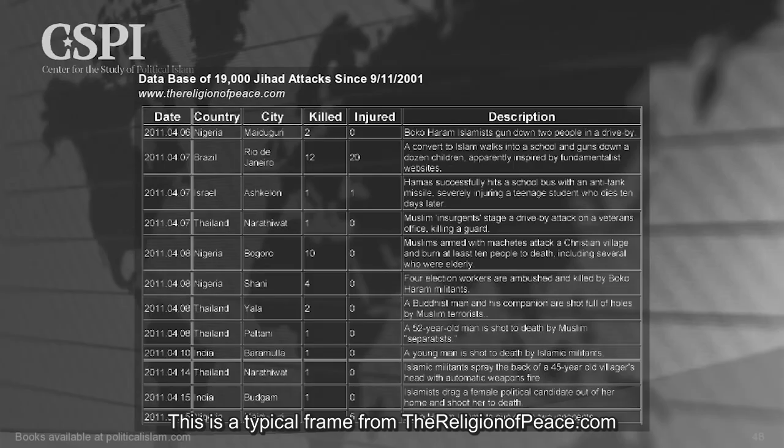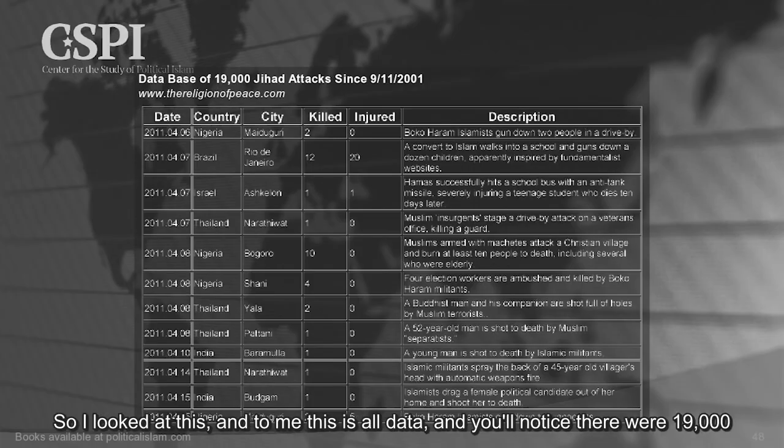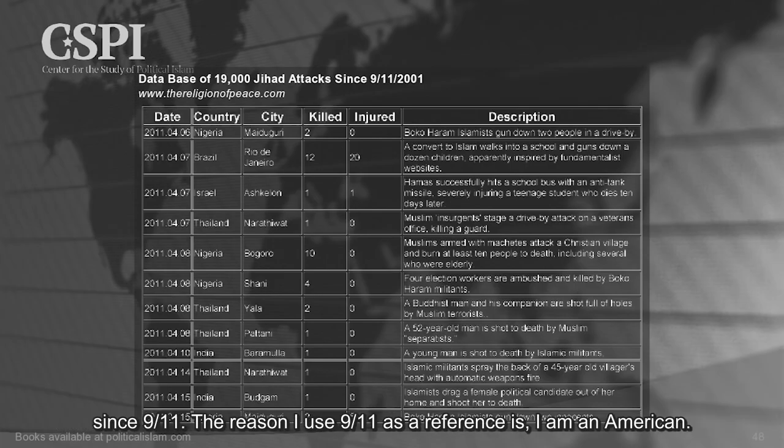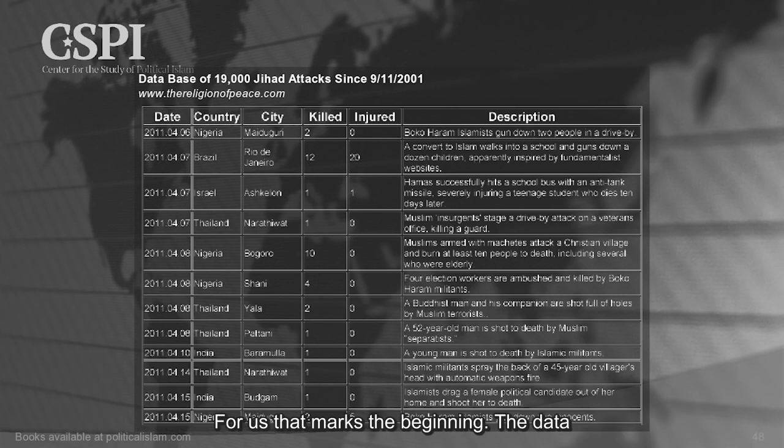This is a typical frame from religionofpeace.com. So I looked at this, and to me this is all data, and you'll notice there are 19,000 jihad attacks since 9/11. The reason I use 9/11 as a reference is I'm an American, and for us that marks the beginning. The data on which I'm going to graph and chart for you is based on 19,000. The number is 22,000 a day.